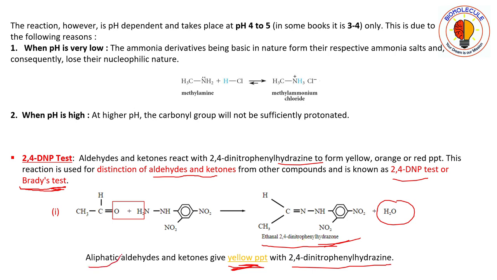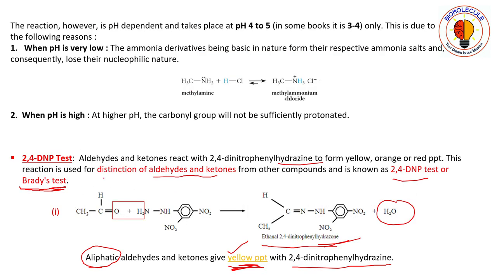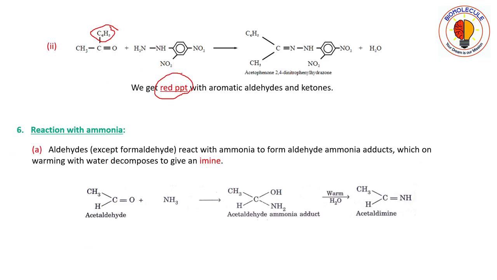So aliphatic aldehydes and ketones give a yellow precipitate with 2,4-dinitrophenylhydrazine. See here, aliphatic gives you a yellow precipitate, and similarly if it is aromatic, you will be getting a red precipitate. Aliphatic is yellow or yellow-orange type, and with aromatic you are getting red. See here, this one acetophenone, the phenyl group means an aromatic portion. So acetophenone 2,4-dinitrophenylhydrazone and a water molecule. So with aromatic aldehydes and ketones, you are getting a red precipitate.